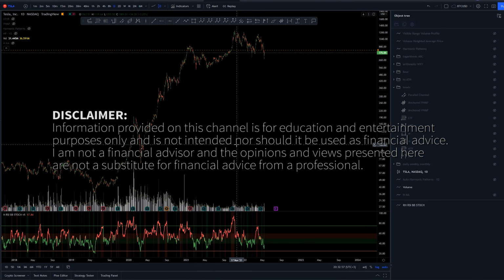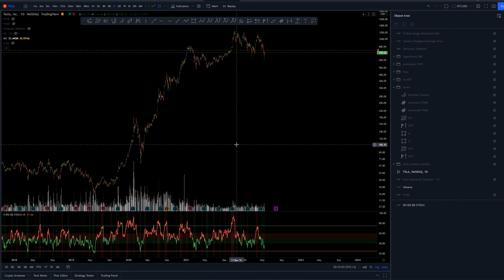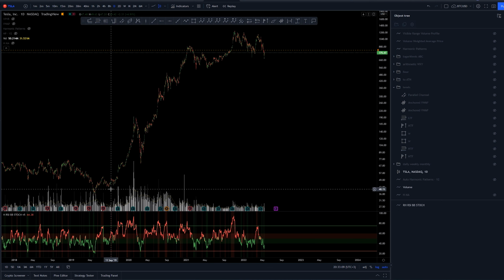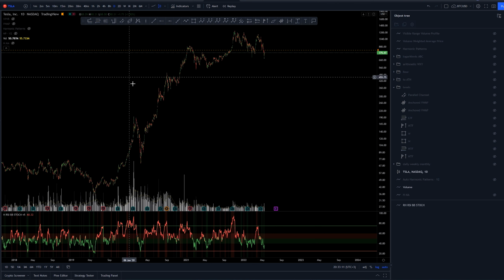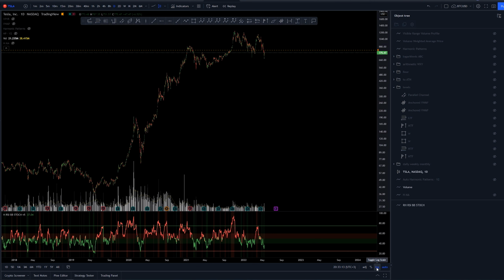Hey, it's Edge here. Today we're taking a look at technical analysis for Tesla. We'll go over some key levels of support and resistance and cover wave analysis with Elliott Wave theory. So let's get going. Here we can see Tesla charts on a daily time frame in logarithmic scale.